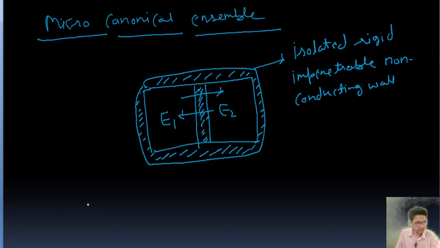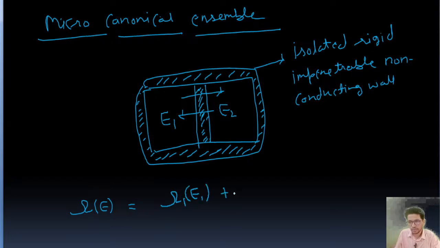So here, guys, we need to know that omega of E, the number of microstates, is going to be omega 1 E1 plus omega 2 E2. Okay, total microstates is going to be the microstates of this part plus the microstates of this part.